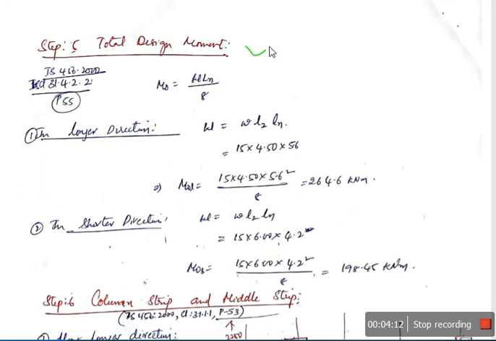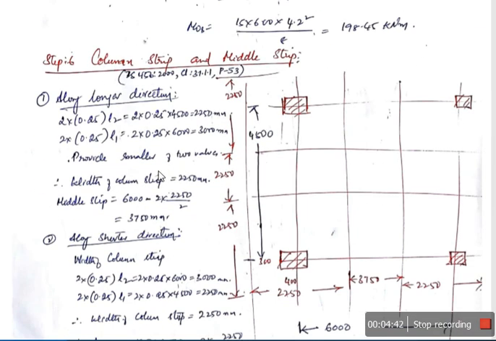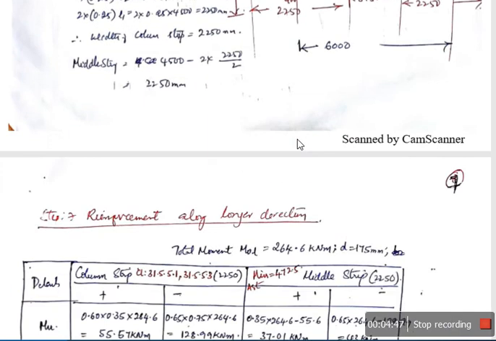So we calculate the design moments, using the formula given in IS 456:2000, W Ln by 8. We calculate W for the short direction and the longer direction. We calculate W in the longer direction using that formula. The only thing that changes here is L, and Ln is the clear spacing between the columns. Then we divide the entire slab into column strip and middle strip.